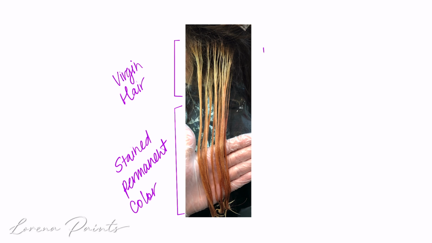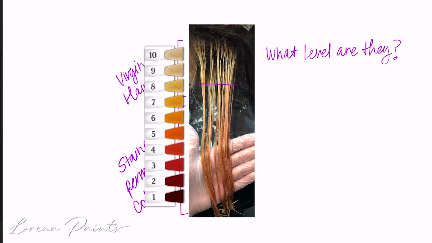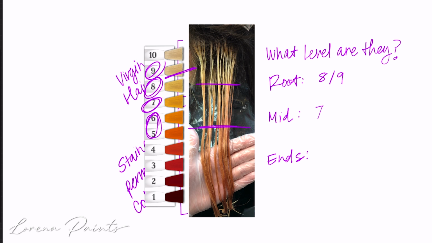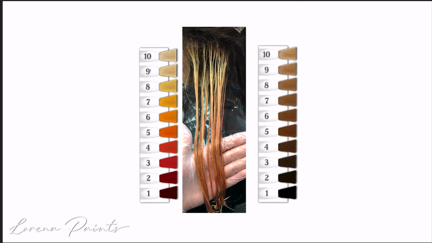First, we want to assess what level she has lifted to. You can see that her virgin hair is significantly lighter, about a level 8 to 9. Here, we will have to deposit some of that copper gold she is missing because of how brassy her ends are. Now let's look at the mid-zone. This area is at a level 7 and her ends at a level 5 to 6. If we look at her level system chart, you will see that this is the range of tones we are looking for. So how do we formulate for this?